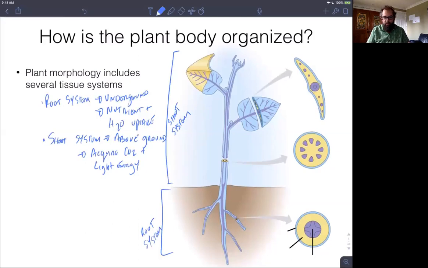Now within this, we've got multiple different systems. We've got the root system, the shoot system, and then a really important part of the shoot system and the above ground system is the leaf system. The leaf system itself is really a very efficient light harvester. Leaves are out there expressly to acquire light.